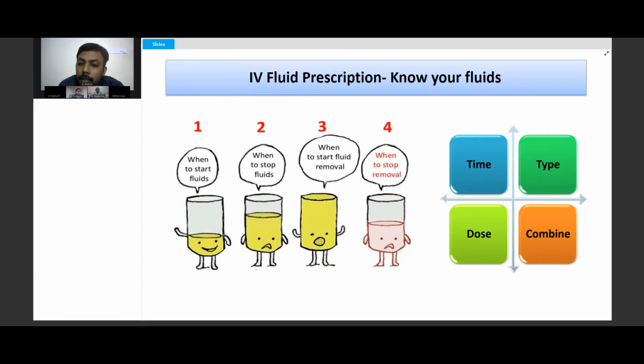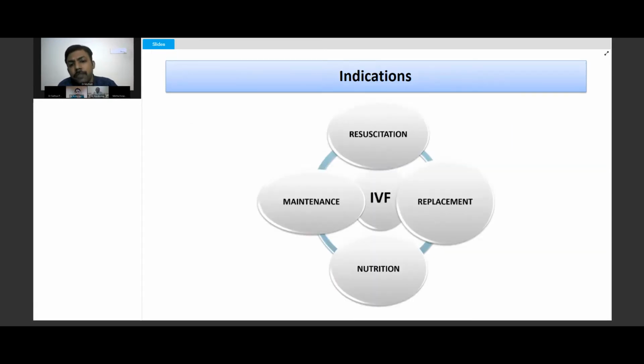The timing of fluid initiation, the type of fluid, the dose of fluid, the quantity, the quality, the combination, like the combination of crystalloids, colloids, and sometimes the fluids and nutrition, everything is important. They all govern. The indications of fluid in critically ill children are for resuscitation, for replacing the ongoing losses, for maintenance fluid therapy when they are kept NPO, to maintain glucose and electrolyte balances, and as a nutrition source.